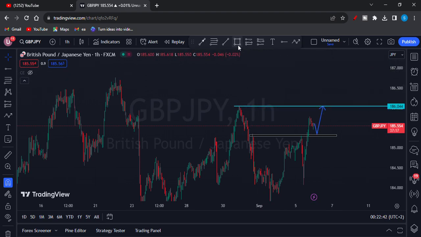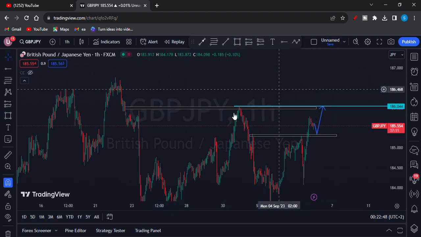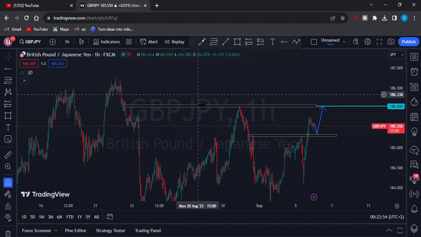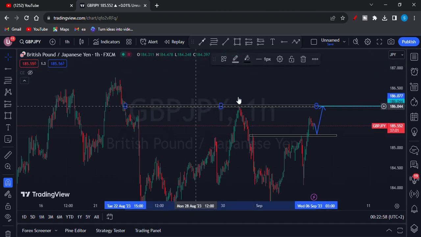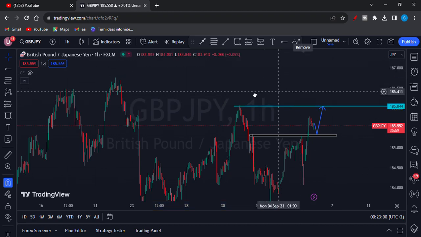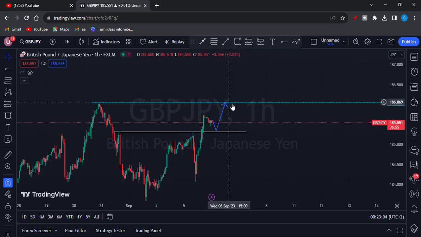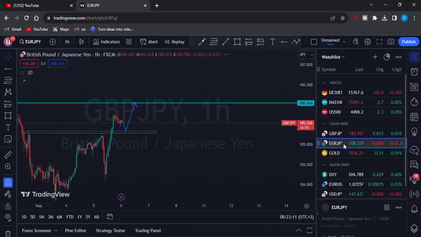Because right here we have this zone right there. Something like this. Okay, it's not clear, but we have a zone around here. So I'm going to expect the market to come around the areas right here. Okay, that's my analysis for GBP.